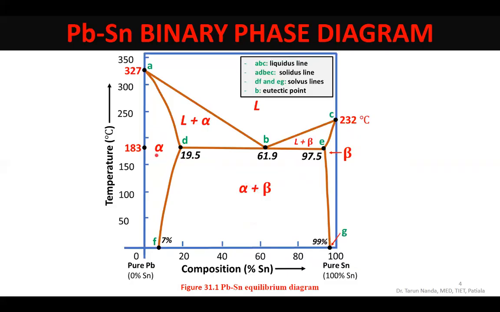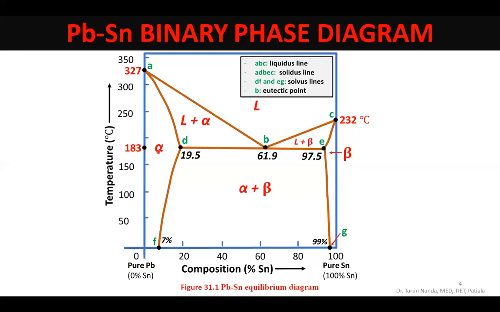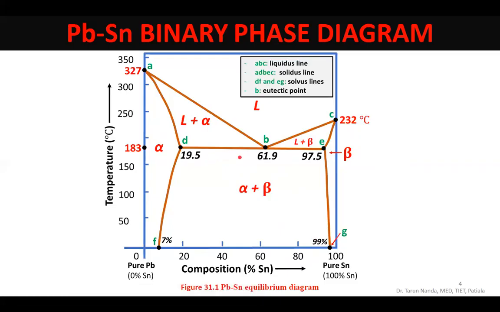Just a while ago I said alpha is a solid solution with tin as the solute and lead as the solvent. What is the maximum amount of tin that can go in alpha solid solution? 19.5. Now if you start dropping the temperature, who is telling us about the chemical composition of alpha solid solution? This line. Who is telling us about the chemical composition of beta solid solution? This line.